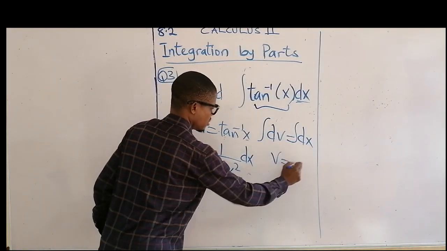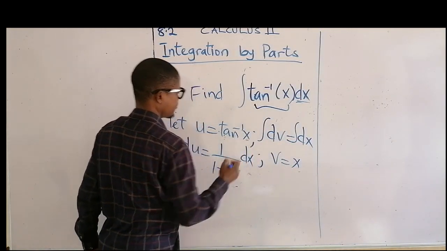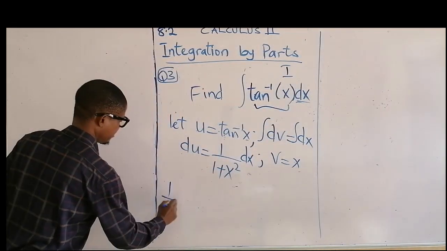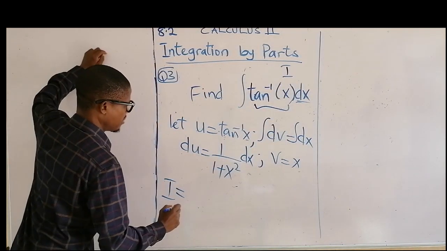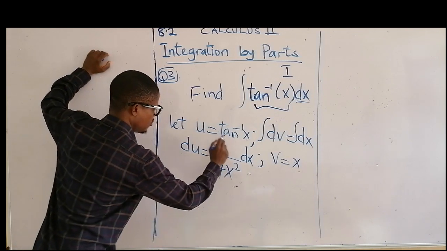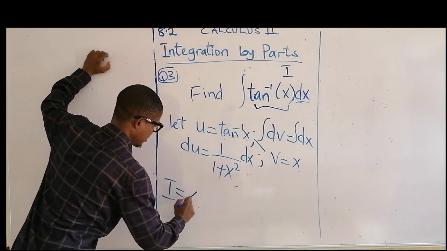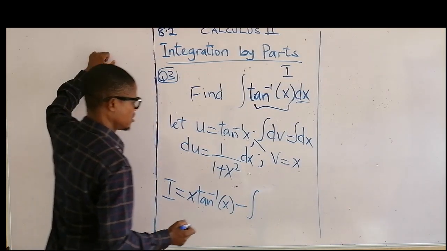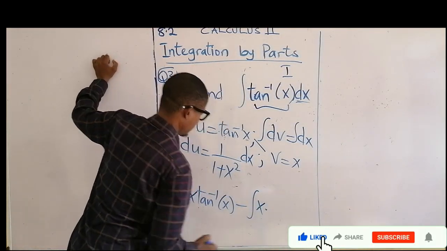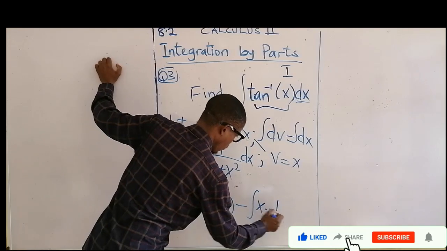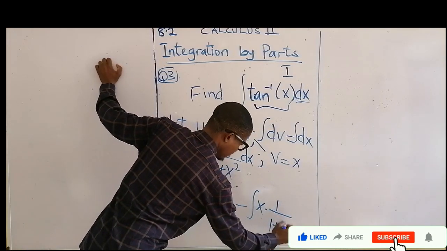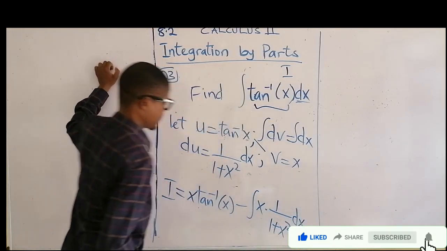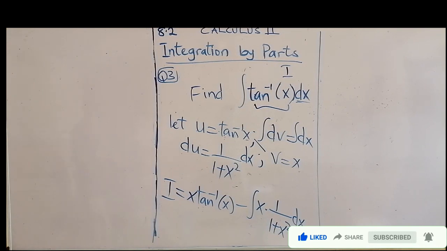So we have v equal to x. Let's call this one I. So we have this equal to uv. That'll be this times this, then minus the integral of v, which is this, times the derivative of u, which is 1 over 1 plus x squared, dx. So that's what we have in this question.